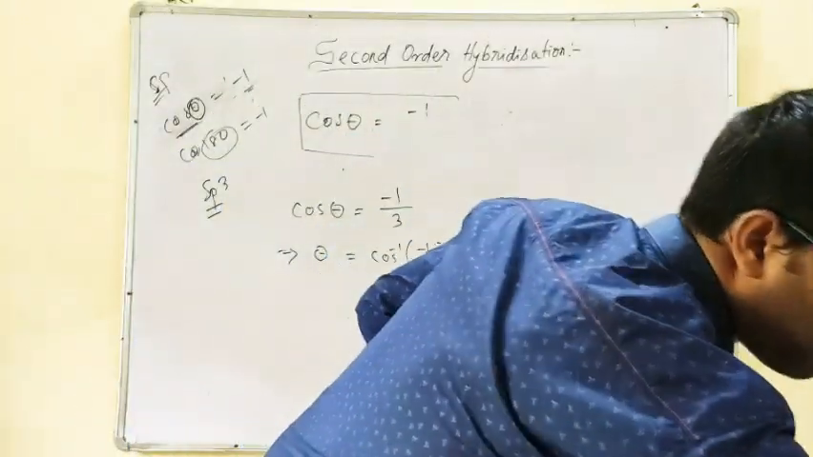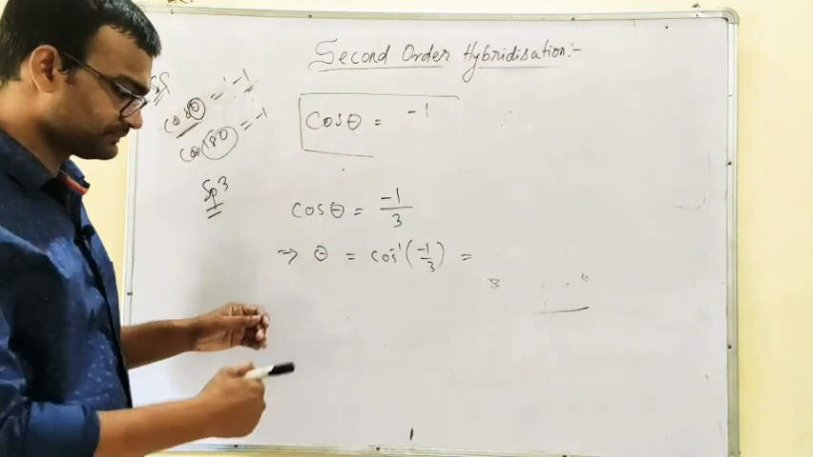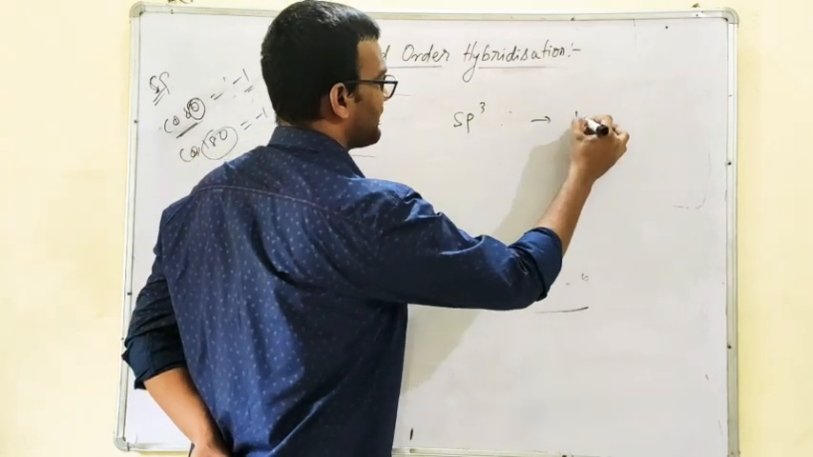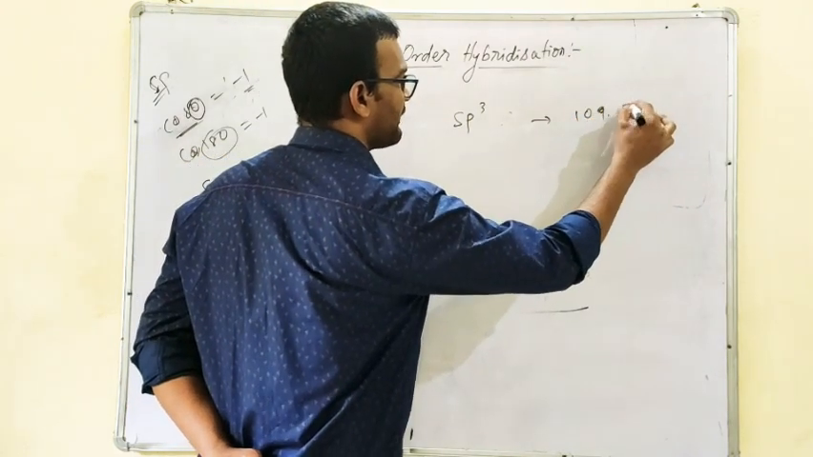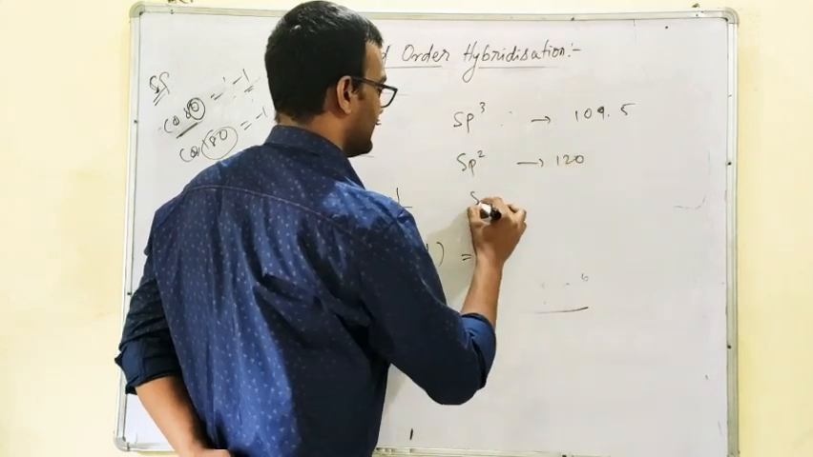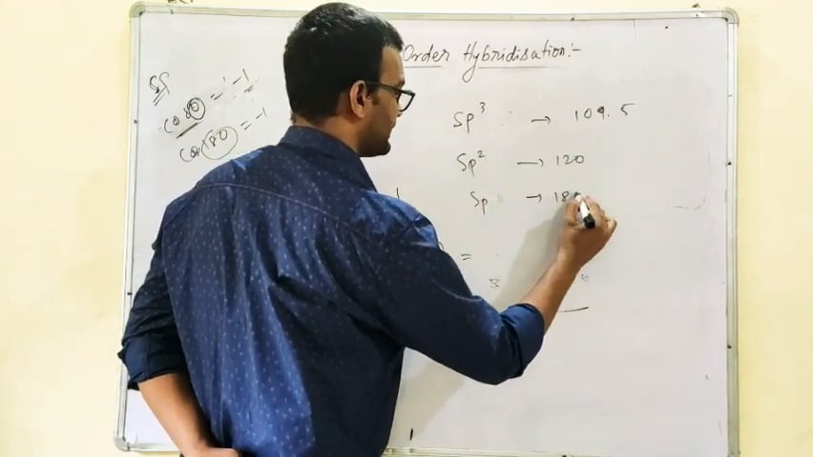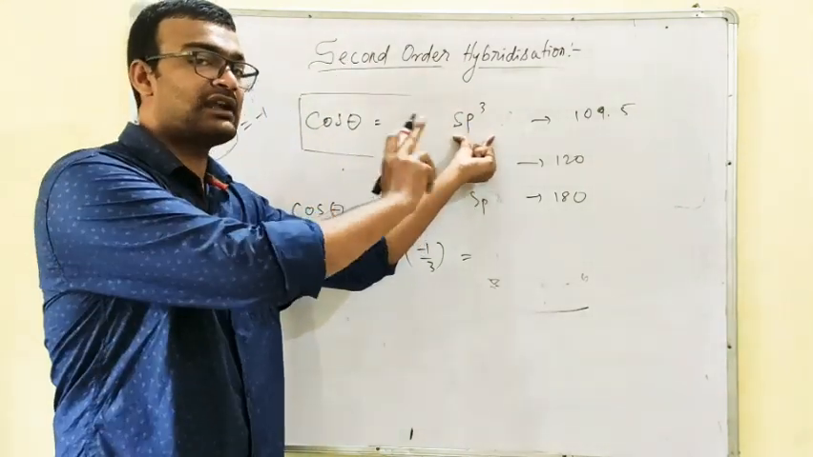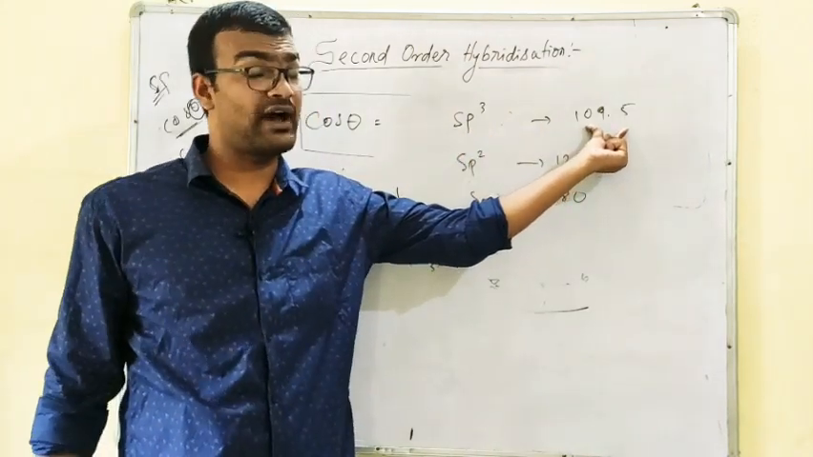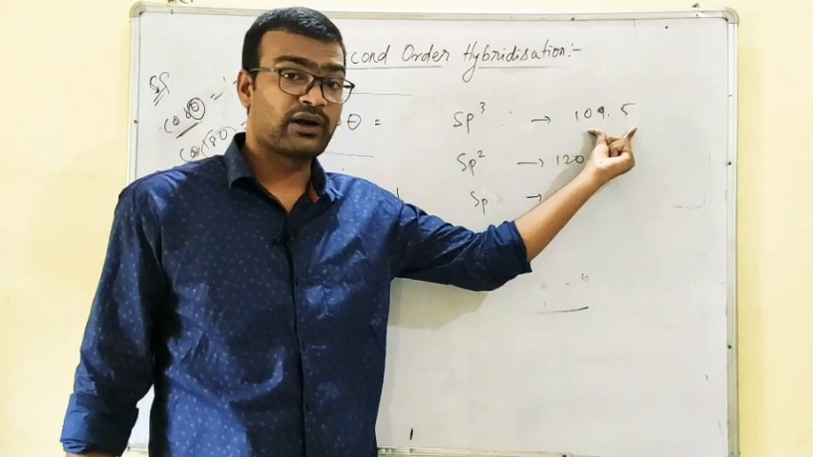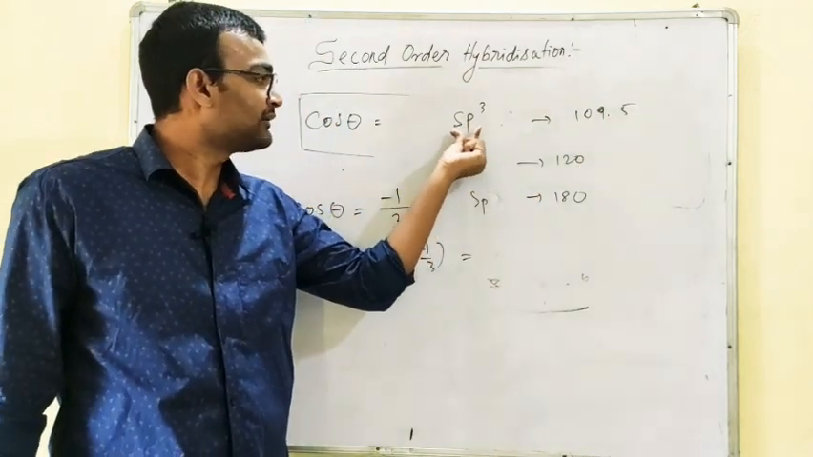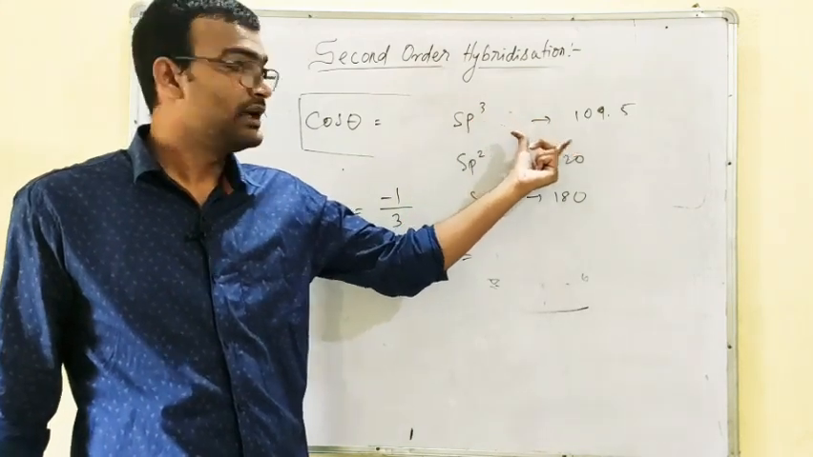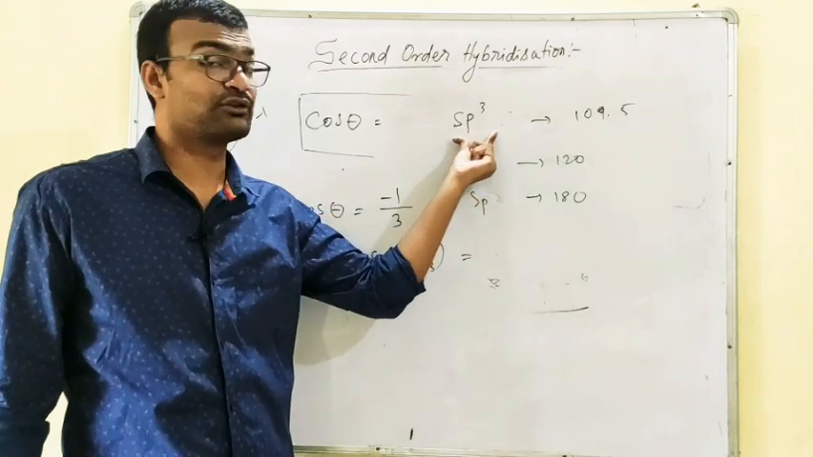One conclusion we draw from this: for sp3, the exact bond angle is found to be 109.5, for sp2 it is 120, and for sp it is 180. That means for every individual hybridization there is a fixed bond angle, and vice versa. If you alter this bond angle, then your percent s and percent p also alter. This is closely related. So if you change the bond angle, the hybridization is also changed.